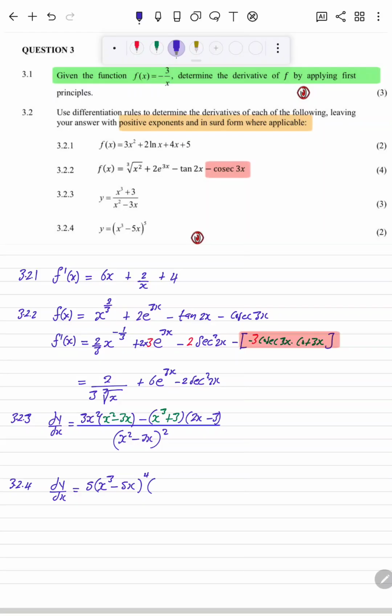And now we have to multiply by the derivative of the stuff inside. So the derivative of x to the third is going to be 3x squared. The derivative of minus 5x is going to be minus 5. And that would be it for the differentiation. Please go back to the previous 2 recordings. They record the rules very well. There are so many ways that they can ask the questions, but make sure that you are put together when it comes to understanding the rules of differentiation.